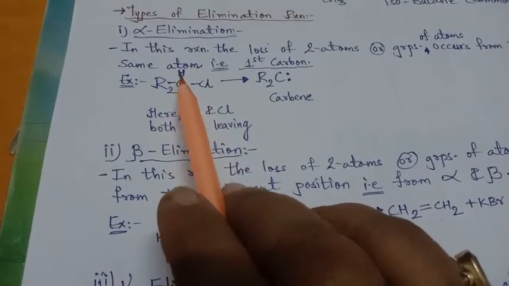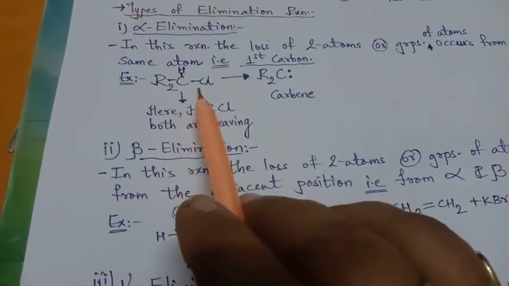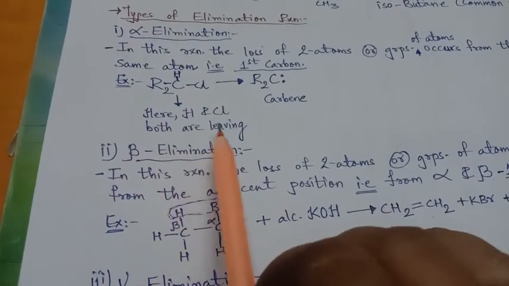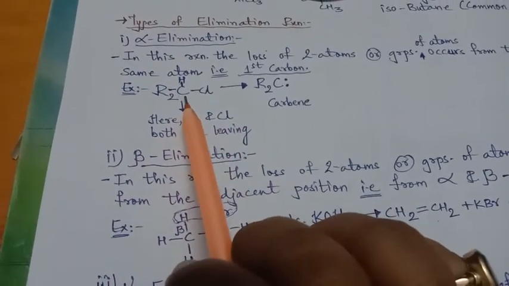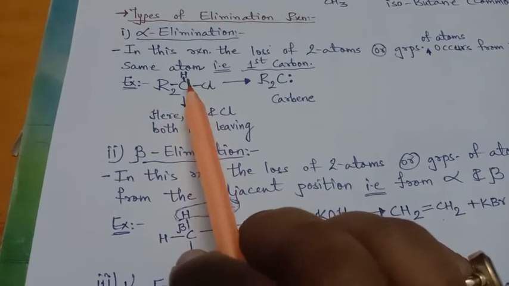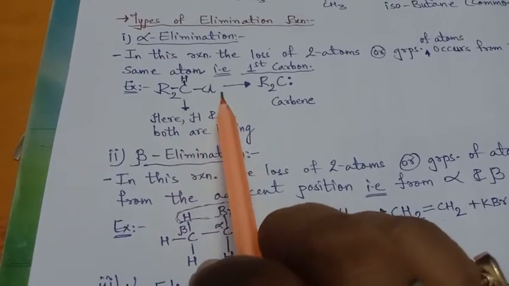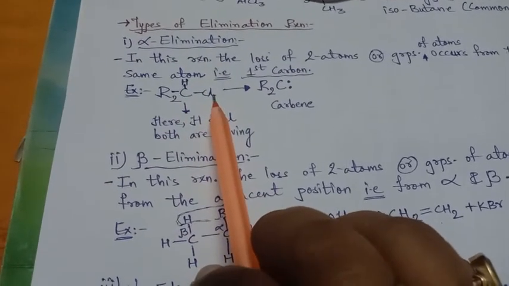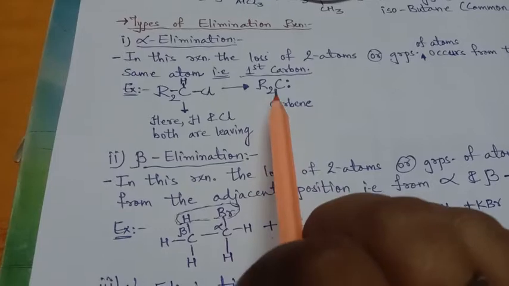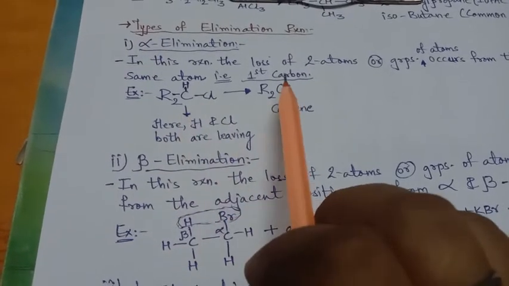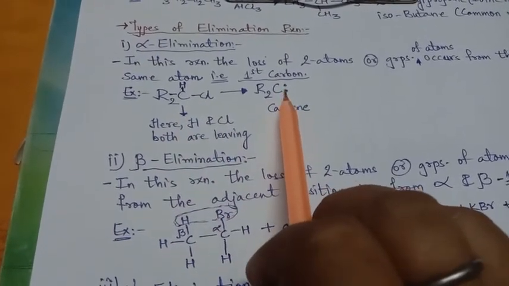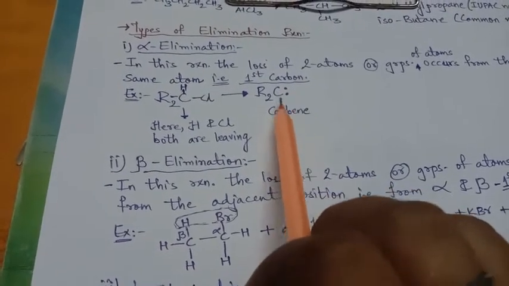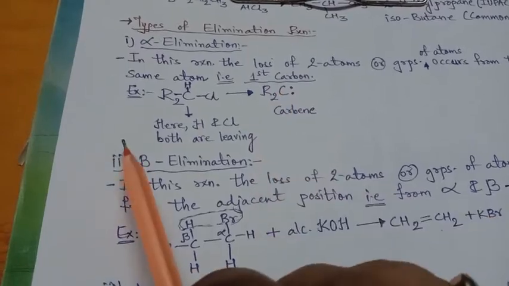From this carbon, H will be removed, Cl will be removed, right? Here H and Cl both are leaving. So from the carbon, here the carbon is the first only. From the first carbon, when two groups or two atoms are removed, then it is called alpha elimination. Both will be removed, so two electrons are free now, or we can say one lone pair. This is the carbene, right?